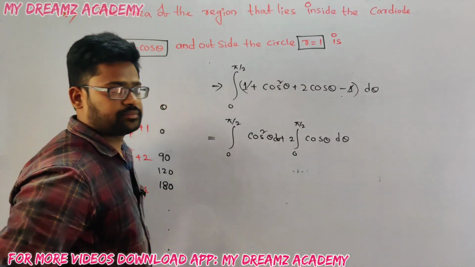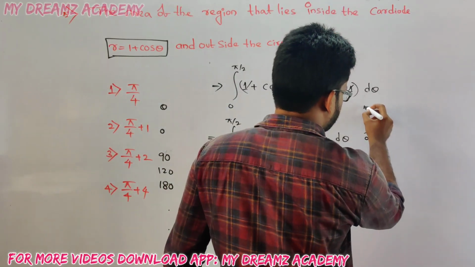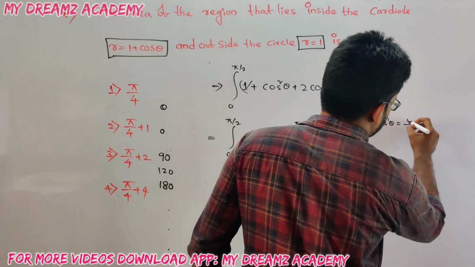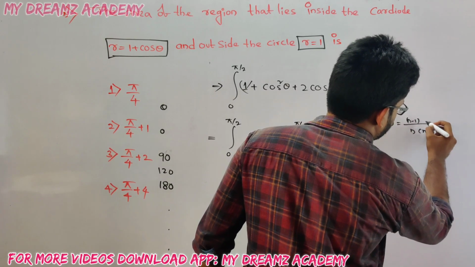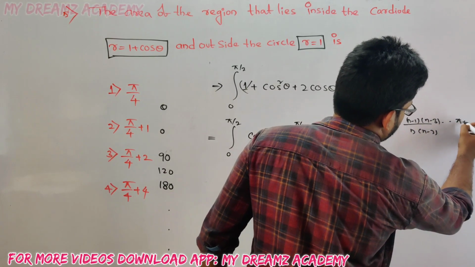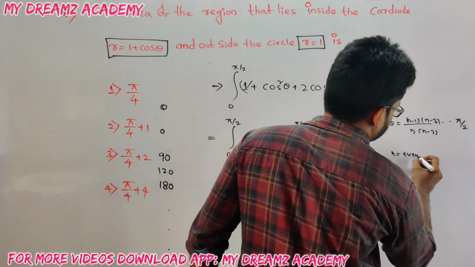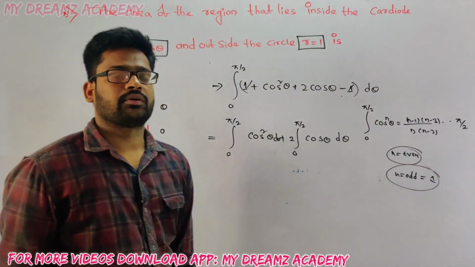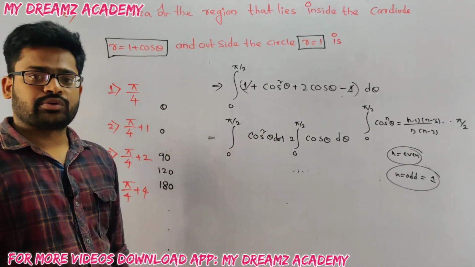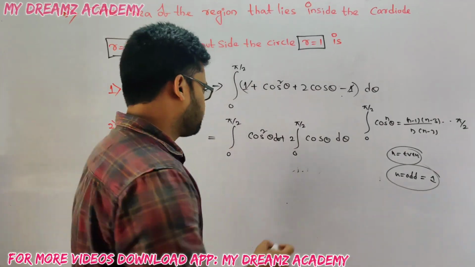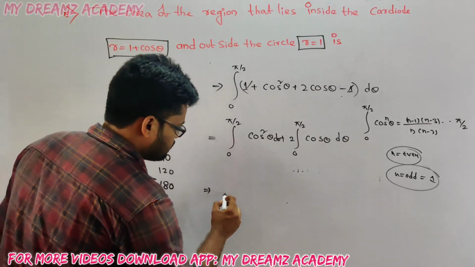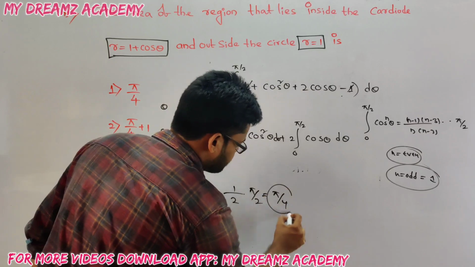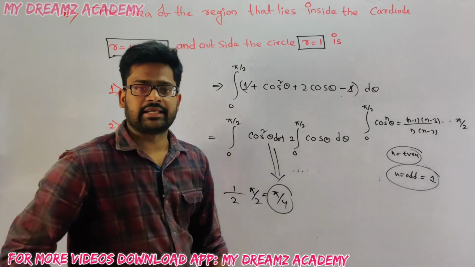We know one formula, that is integration over 0 to pi by 2 of cos n theta is equal to (n minus 1)(n minus 3) and so on over n(n minus 2) and so on, into pi by 2 if n is even. If n is odd, we need to write 1. But here the n value is 2, so 2 is even, so apply that formula here, that is 1 by 2 into pi by 2, so it will give pi by 4. This integration will give pi by 4.